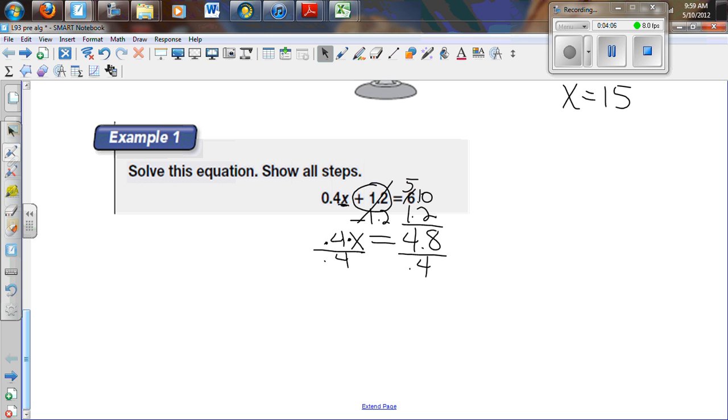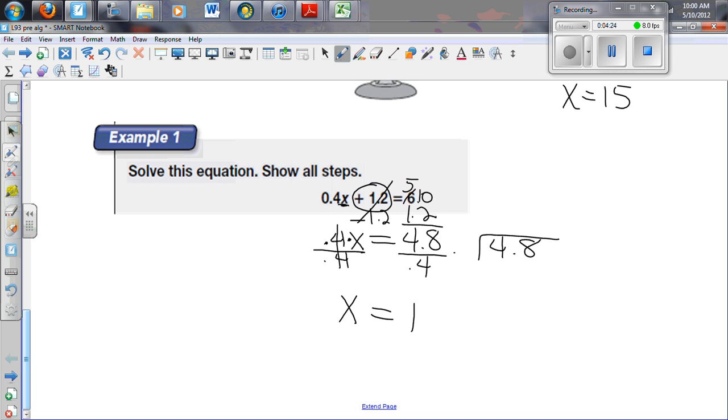And so when we divide by 0.4, that makes that a 1, and so that's just x equals, and then we do the division. 4 divided by 4 is 1.8. 4 divided by, oh, I thought that was just a 4. We better take into account the decimal here. So 4.8 divided by 0.4. I'm going to move my decimal back. So 4 goes into 4 once, and it goes into 8 twice. And so that's really going to be 12.